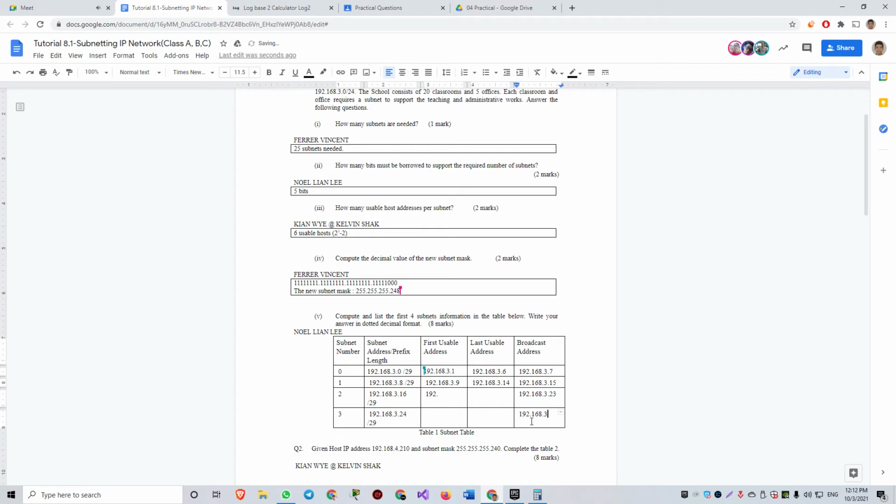If you want to know the next network address, add the magic number, right? So 24 plus 8 is 32. Correct. Now you can fill in the first and last usable very easily. Okay. The rest also, as you see how Noel is doing, you should do it that way. It's easier. Yeah. Correct.